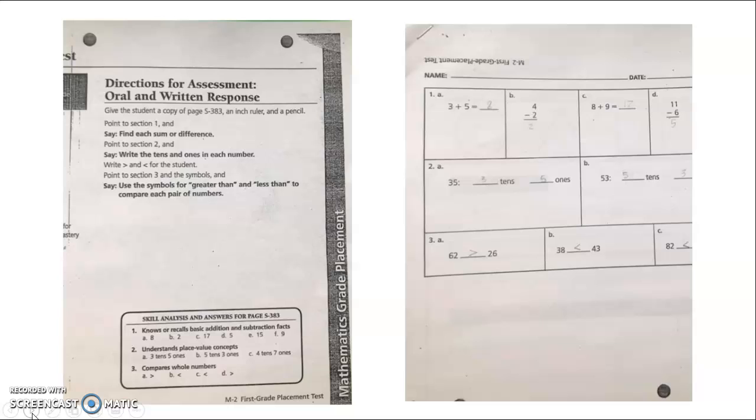This is an example of the math Brigance at the primer level, which this one specifically starts at first grade level. The directions on this one say, give the student a copy of page S383, an inch ruler, and a pencil. Point to section 1 and say, find each sum or difference. Point to section 2 and say, write the tens and ones in each number, and so on and so forth. It's really self-explanatory. Same deal. If they aren't passing with 80%, they shouldn't move on to the next grade level assessment.